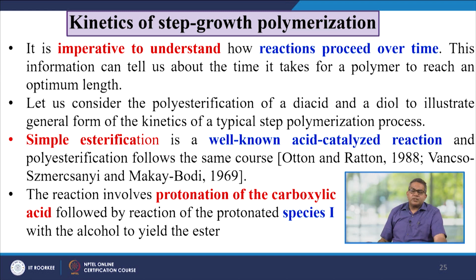Now, for the kinetics of step growth polymerization, it is imperative to understand how the reaction proceeds over time. This information can tell us about the time it takes for a polymer to reach an optimum length. Let us consider the polyesterification of a diacid and a diol to illustrate the general form of the kinetics of a typical step polymerization process. Simple esterification is a well-known acid catalyzed reaction, and polyesterification follows the same course. The reaction involves the protonation of a carboxylic acid followed by the reaction of the protonated species with the alcohol to yield the ester.